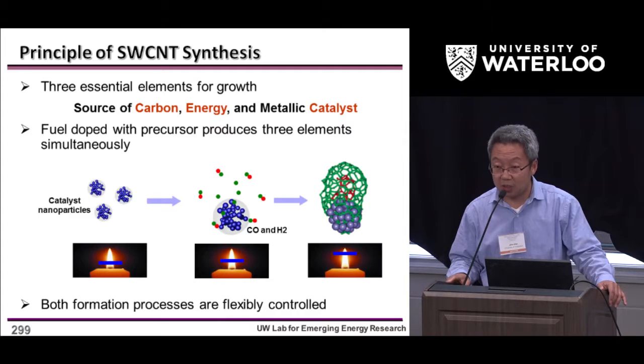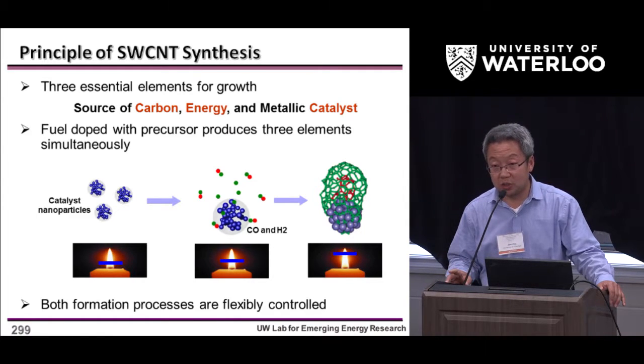Here it shows that if you have a combustion flame and you put in some catalyst, then the carbon source in the flame, for example CO or methane, C2H2, is going to react with the catalyst. They accumulate on the catalyst surface, find a good location, and then grow into a carbon nanotube. So the principle is very straightforward, but the key is you have to control the formation of the catalyst and the formation of the carbon nanotube simultaneously and very accurately.